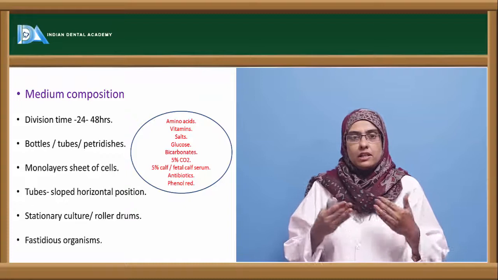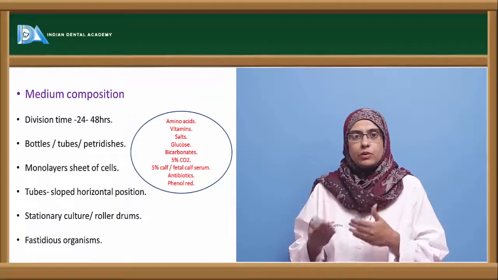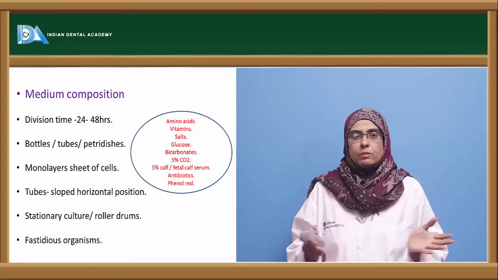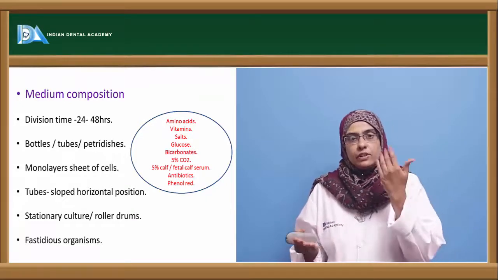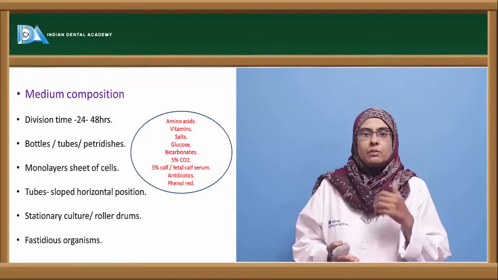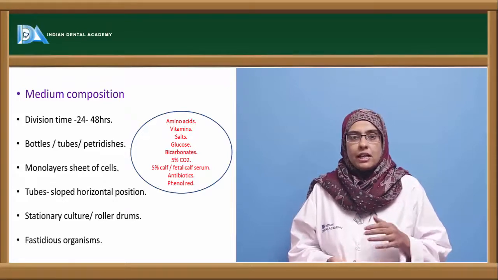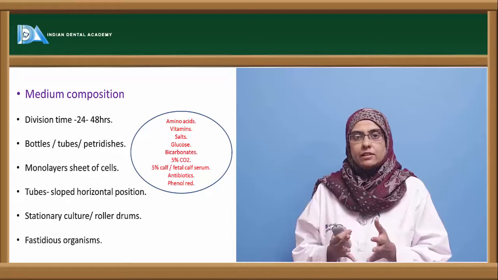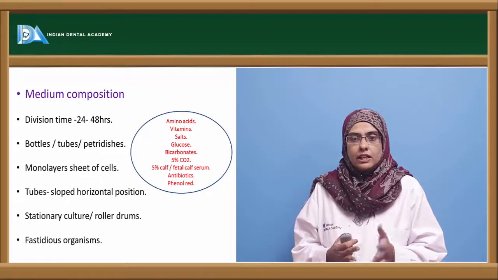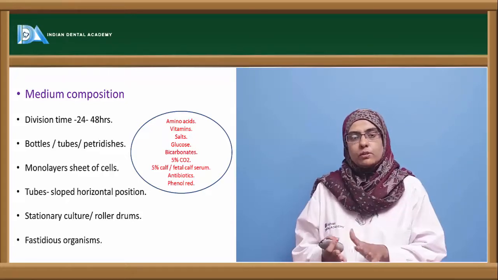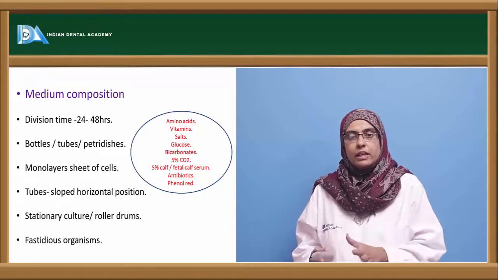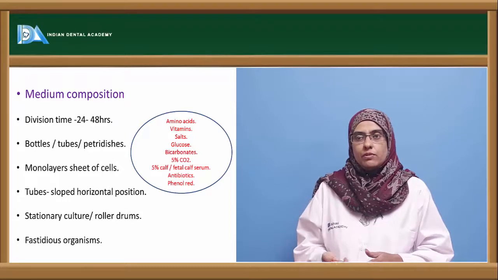Now these cultures are usually poured or disseminated in bottles, tubes, or petri dishes, where they usually form monolayers of the sheath on which we inoculate the suspension of the viruses. Some of the modifications seen in the cell culture are that you can place it in a sloped horizontal position or in the form of a roller drum in order to provide more aerobic conditions to grow the fastidious group of organisms.